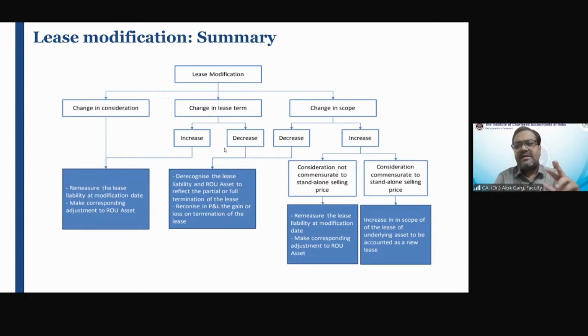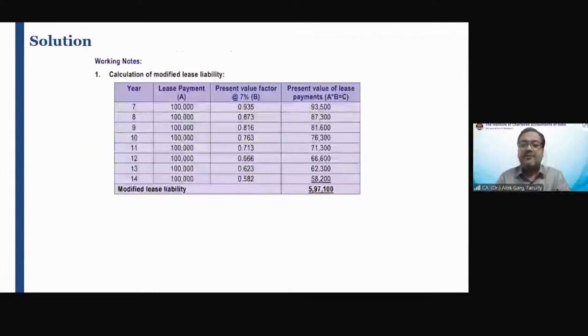So in the last class, we discussed whenever your lease scope is changing and whenever it is increasing, either by way of lease term or by way of underlying asset. Today, we are going to discuss what happens whenever there is a decrease in the scope of the lease. For example, there is a decrease in the lease term, how to do the accounting for decrease in the lease term. Okay. So this we are going to discuss with the help of one illustration in the ICAI study material.